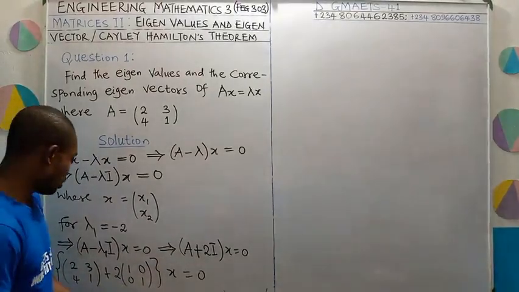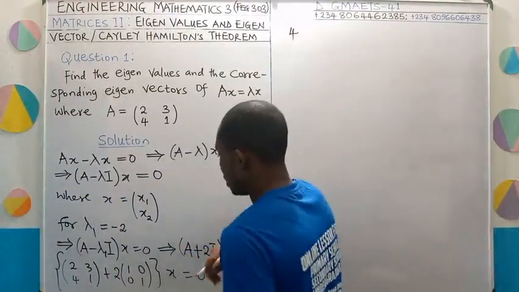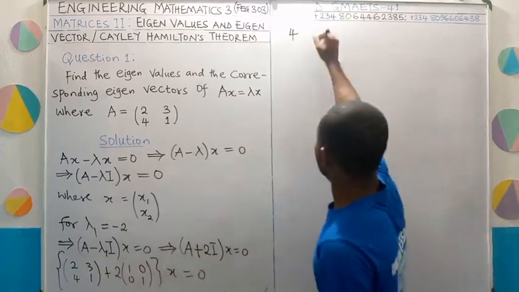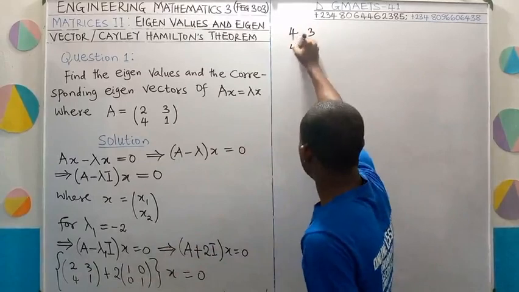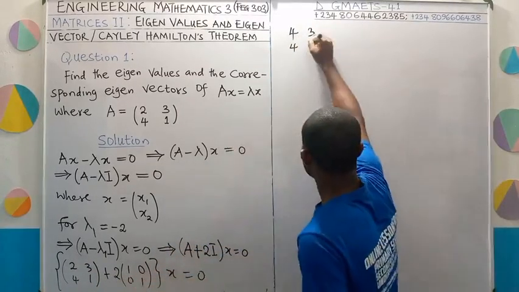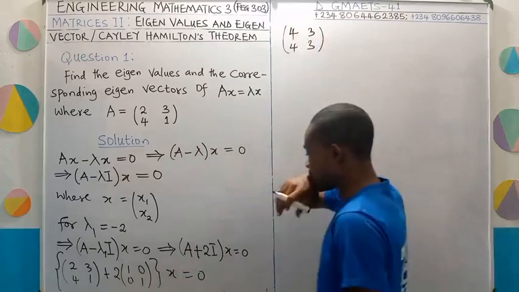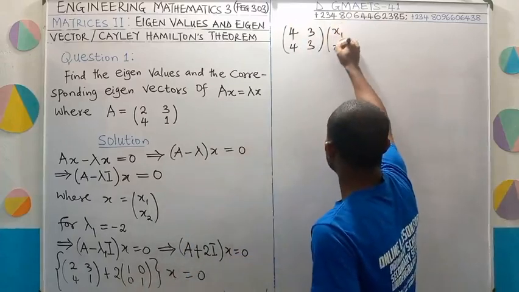Adding up this, we are going to get 2 plus 2, giving us 4. And then we have 3 plus 0, giving us 3. Second row here, 4 plus 0 is 4. And then 1 plus 2 will give us 3. Multiply this by x. Remember our x is a column vector I said already, so let me introduce it.